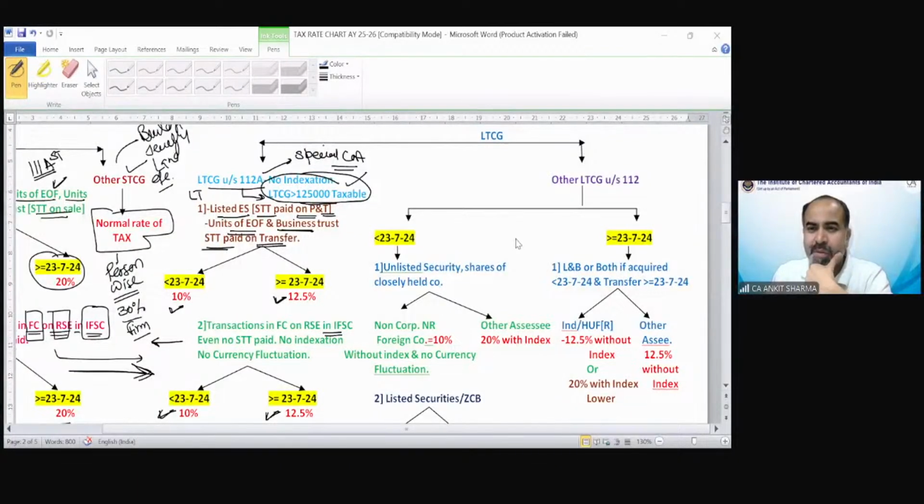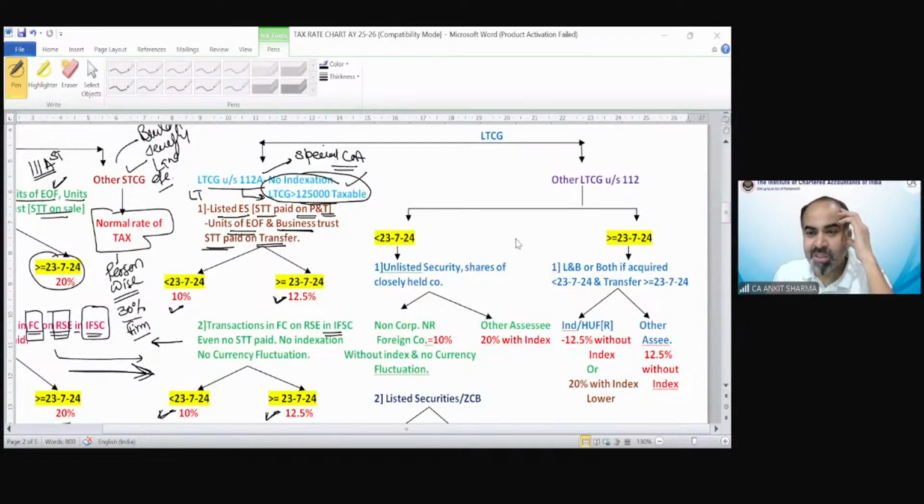In a scheme of amalgamation, Sahil is asking, in section 47, what will be the cost at the time of sale, either the original cost when we purchased the shares or the FMV of the new share at the time of amalgamation? Purchase price would be your cost, Sahil.